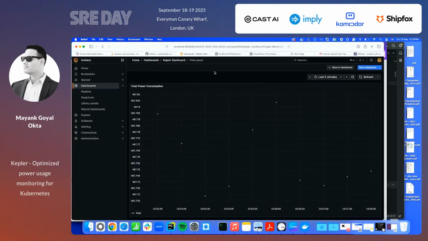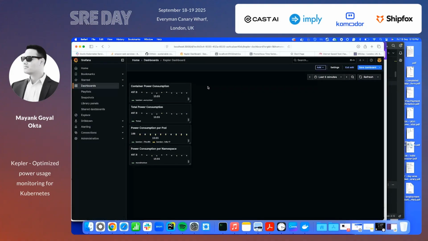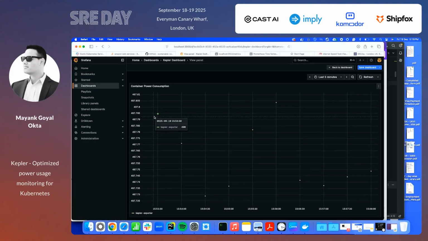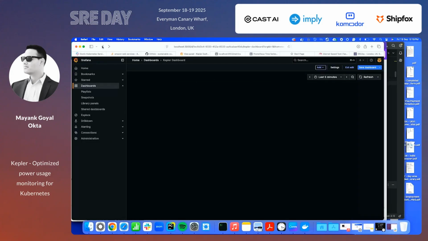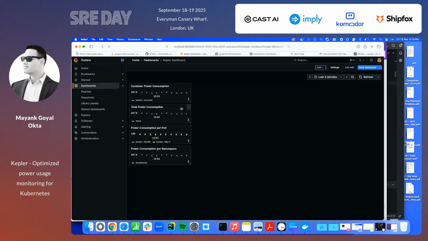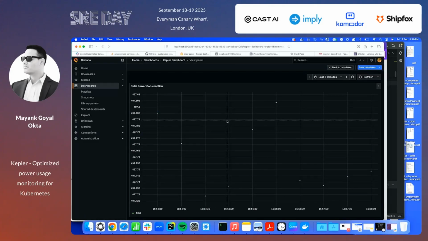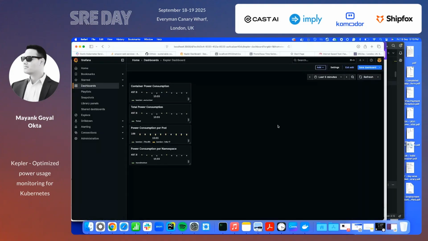In Grafana, you can create dashboards. And through the dashboard, you can see how much power consumption has been happening per container, the total power consumption per pod, and the power consumption per namespace. So I can show you. For example, at 3:53, it was using 497 joules, and now it's going down. Like that, you can track the power consumption at the container level, and then we have the total power consumption also. You can track this using the visualization dashboard, and we have many more dashboards you can create as per your requirement.